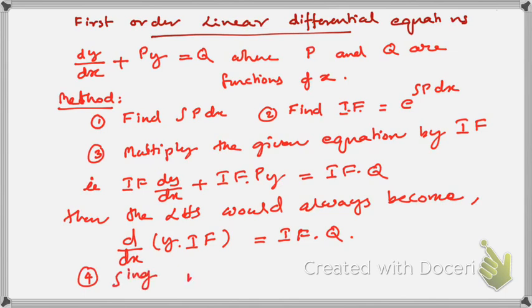And finally, we say integrating both sides, because now the left hand side is the derivative of y into IF. It's directly integrable. So the derivative and the integral would cancel, and it will give me just y into IF. And of course, you will have to integrate the right hand side. We're going to look at an example now.